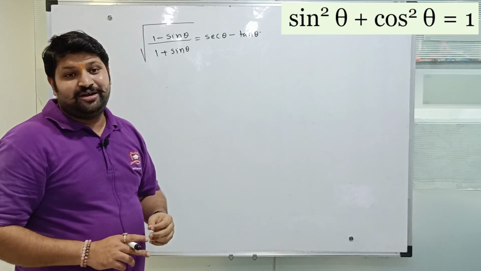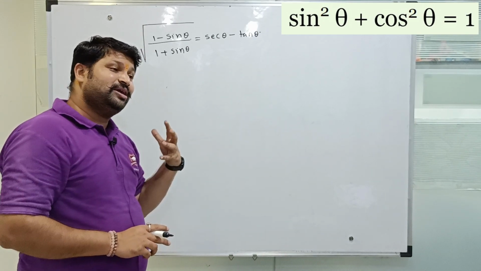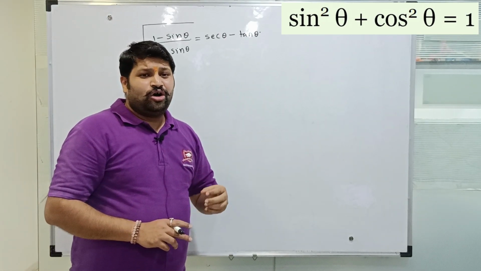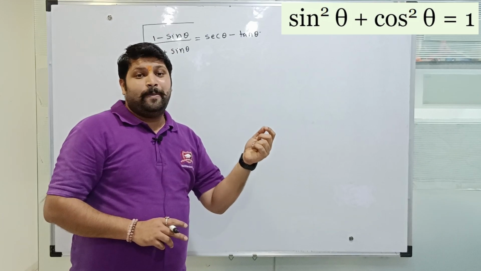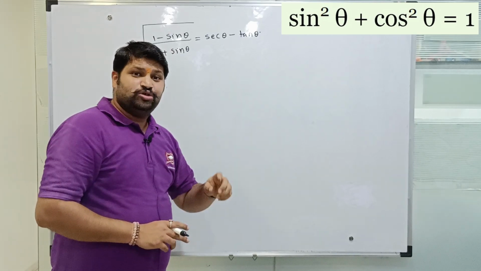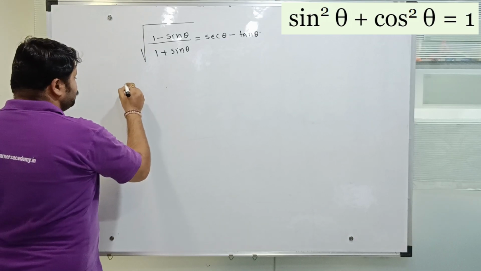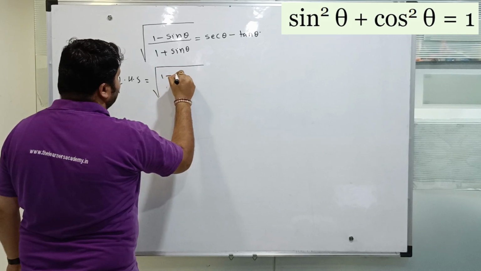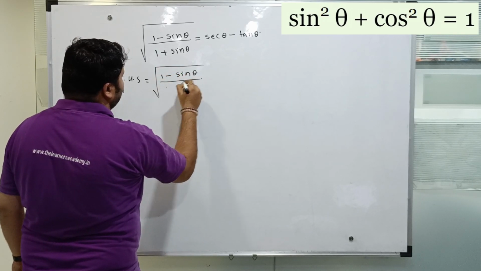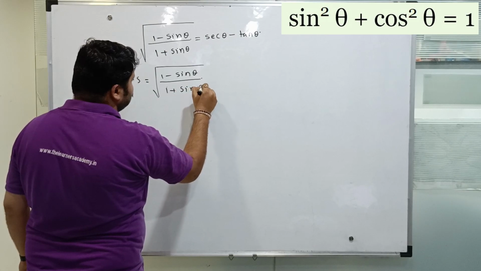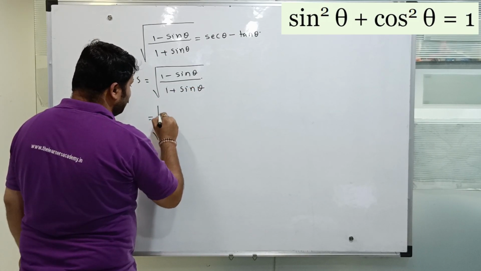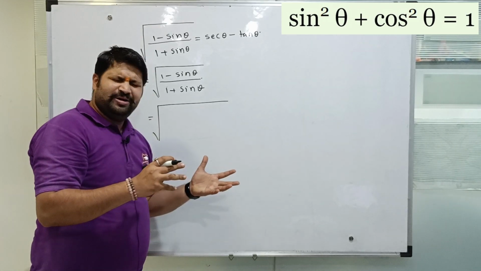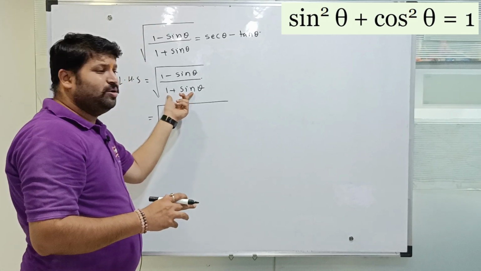Now how can I get it? How can I get it as a cos theta using sine? So I can easily get it by making it into 1 minus sine square theta. So this is the first thing that I'm going to try and do. I have my LHS as root of 1 minus sine theta upon 1 plus sine theta. So I will have to multiply the numerator and the denominator by a trigonometric function so that it would become 1 minus sine square theta.